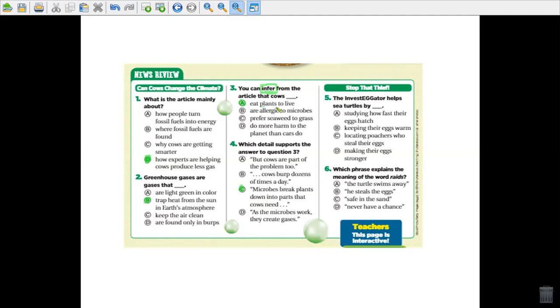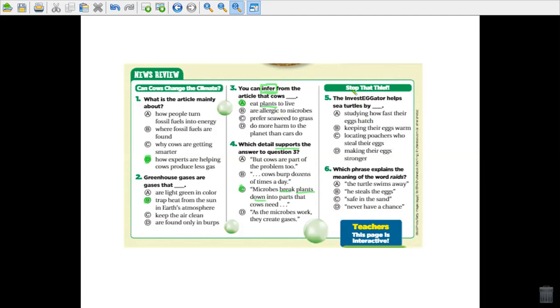It says plants. And if it says supports, we know, and we call this our cheat method in class, because that means we have to find matching words. Supports means matching words. So plants is in this one. This one says microbes break plants down. So we know they match, they go together, they support each other. Good job if you remembered that, guys.